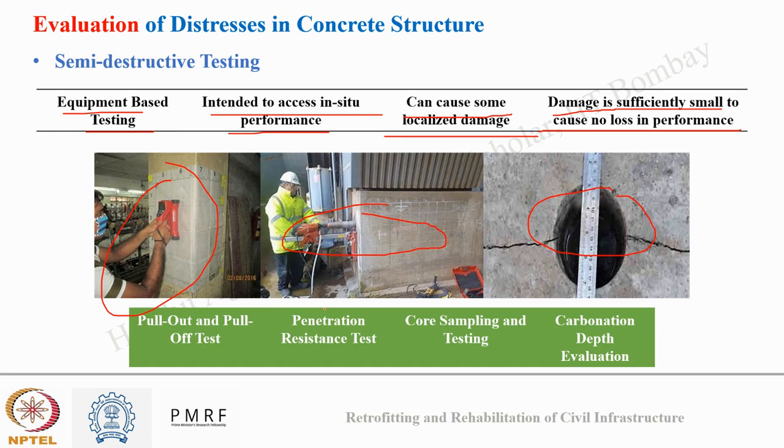So there are four major semi-destructive testing categories for concrete. These are pull-out and pull-off test, penetration resistance test, core sampling and testing, and carbonation depth evaluation. In the course content, carbonation depth was in NDT, but since we are drilling concrete and taking a sample out, it should be in semi-destructive testing. Okay, so we will see in a simplified manner each testing one by one.